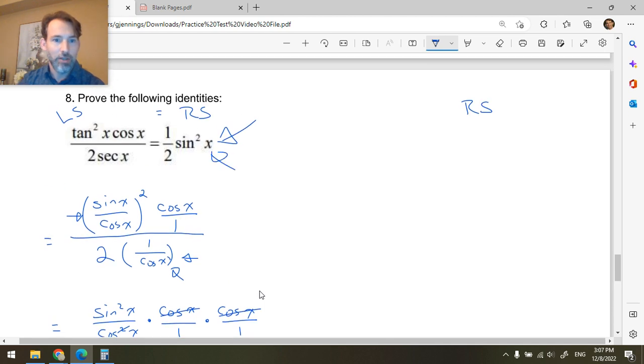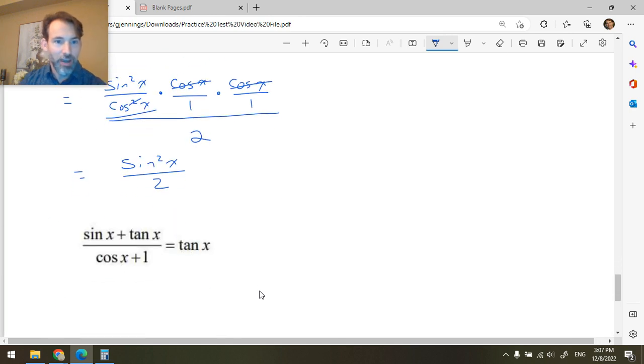Well, that's sine squared x over 2. Okay, let's just factor that out, is equal to 1/2 multiplied by sine squared x. All right, so therefore, left side equals right side. And we're done. Okay, next one.